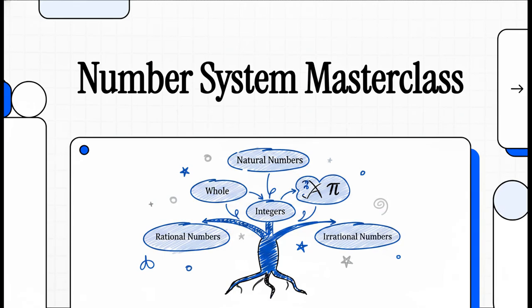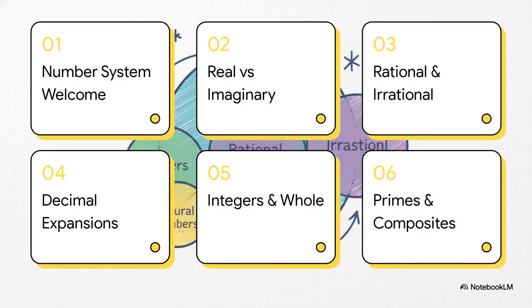Today, I'm putting on my math professor hat, and together we are going to completely demystify the mathematical number system. You know, if you've ever felt like numbers are just this random jumble of rules, get ready for a total paradigm shift. We're going to look at the whole system through the lens of a really fascinating family tree analogy. By understanding this hierarchy, I promise you, everything else is going to fall perfectly into place.